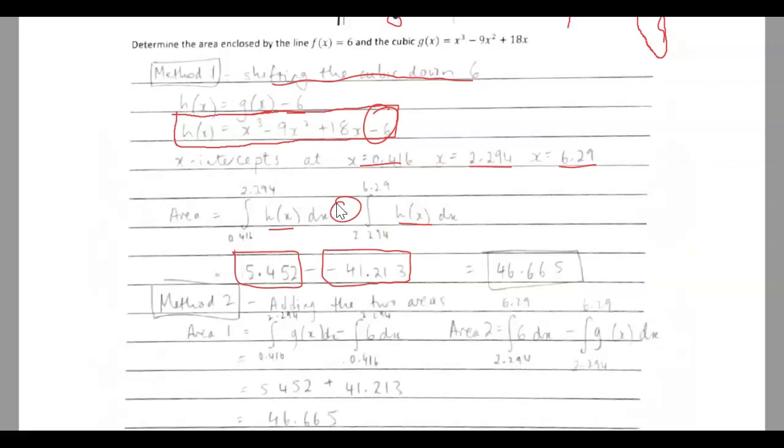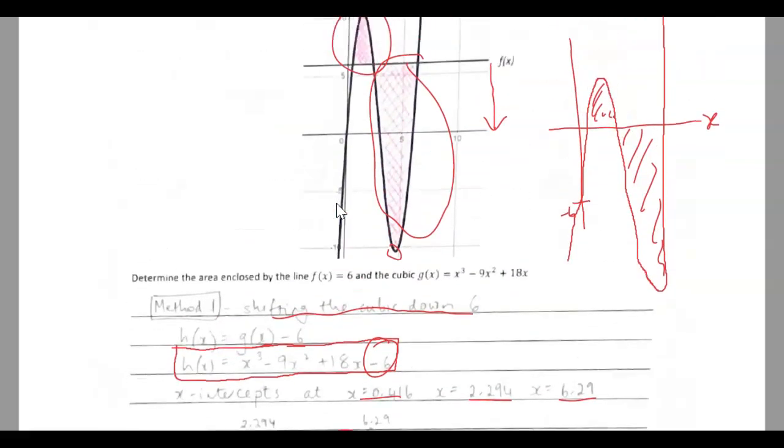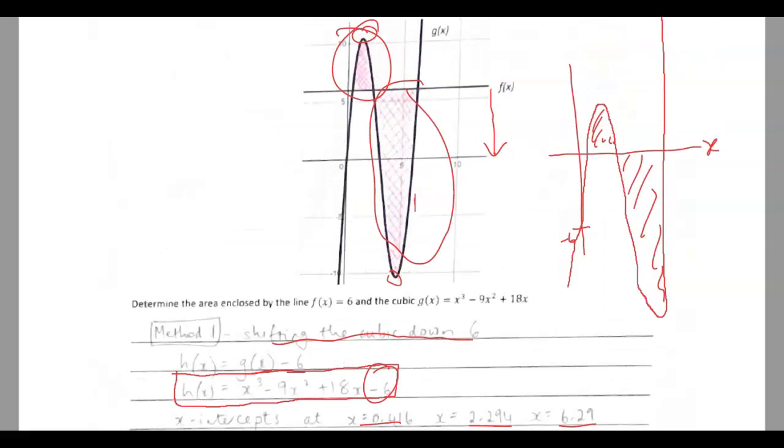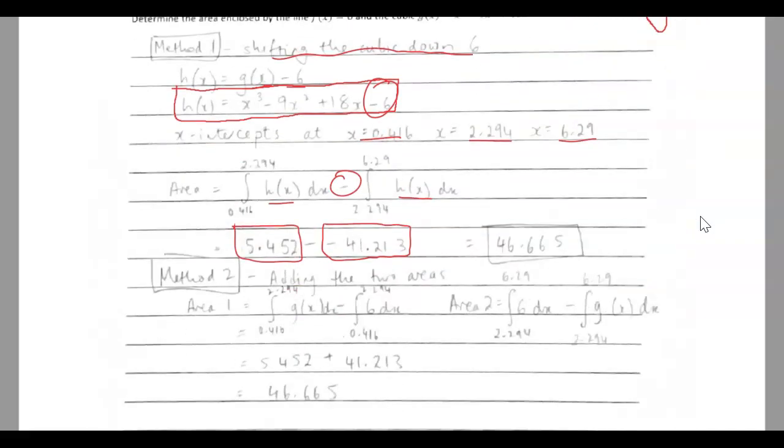Okay, obviously I'm adding two areas together, but because this area, let me just go back up, this one here, is now below the axes, that's why I got a negative answer. So just to compensate for that, I had to put a negative out the front of my definite integral. So I get a positive area, so 46.665.